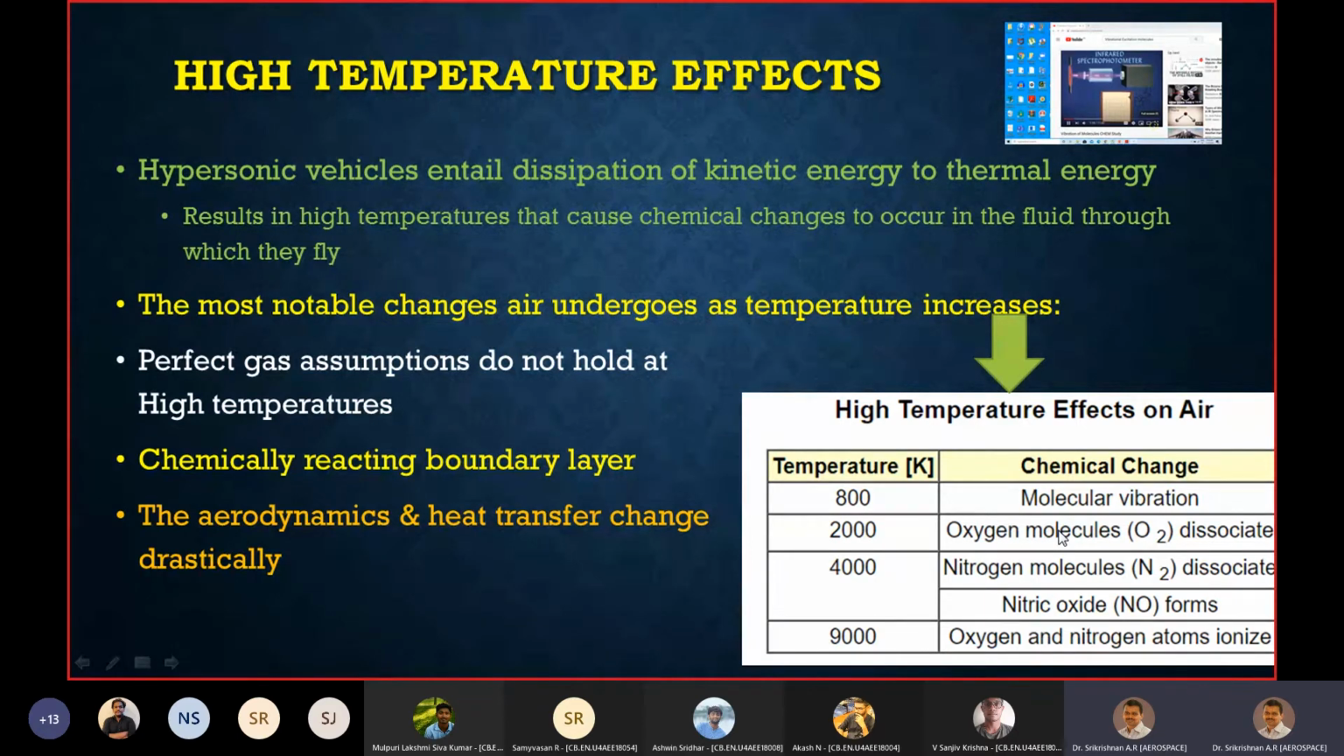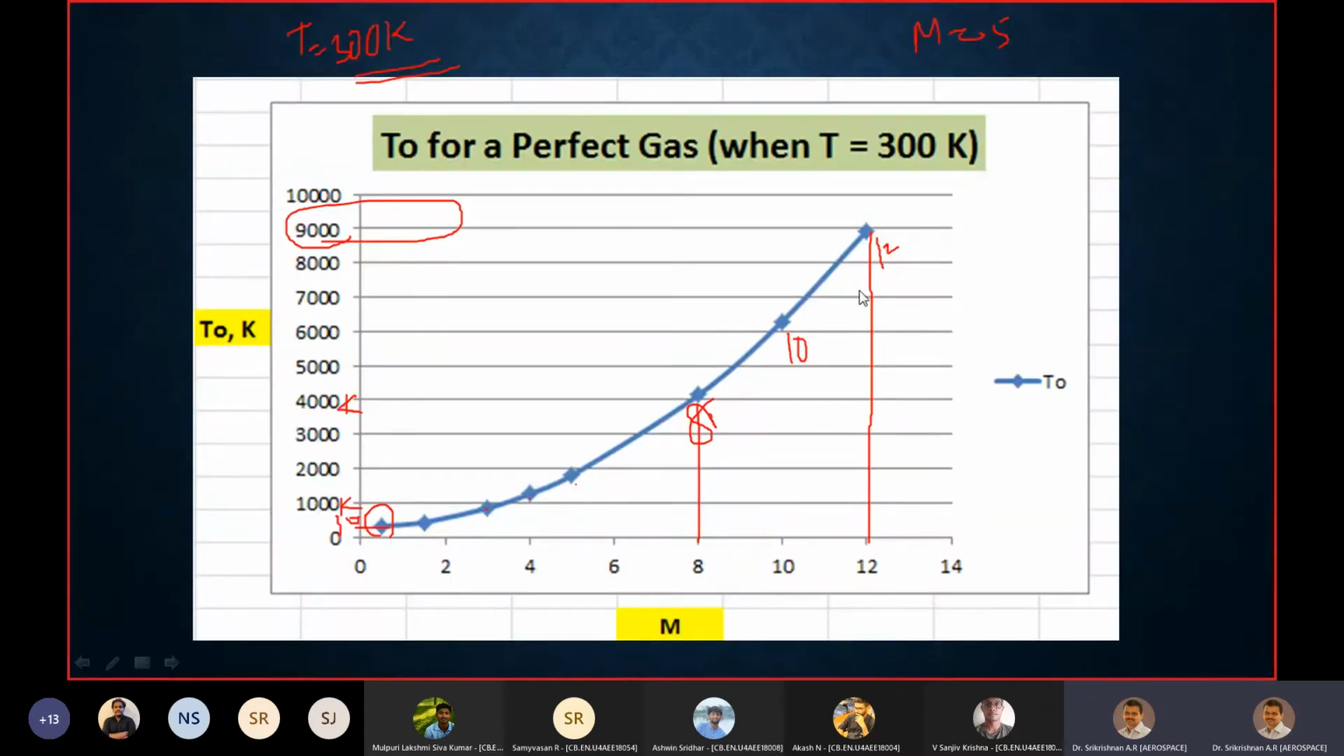So in a typical hypersonic flow field, you can expect all these. That's why I showed this picture earlier. We know that even with Mach 12, the temperature can go as high as 9000. In fact, this is a simplified calculation because I've assumed perfect gas, etc., and there will be several modifications to that which we'll discuss later. But this is just to give you a feel of it. So Mach 12 can entail temperatures as high as 9000.